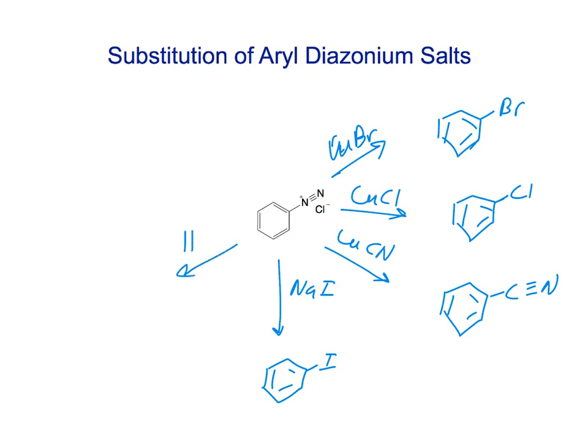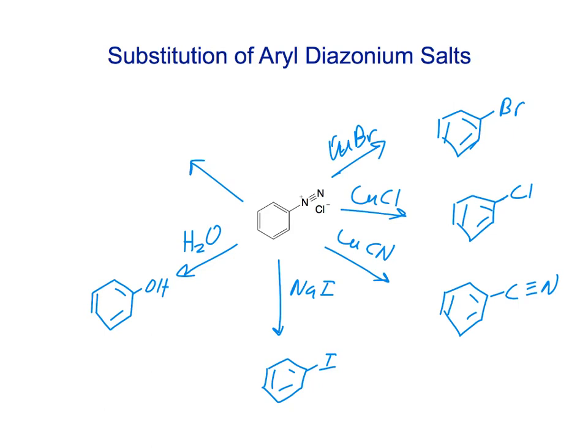There are some other interesting things that we can do here, though. If we just react this with water, then we substitute the diazonium compound and we put an OH on the ring. So this is a way we can make a phenol. And the last one I'm going to put on here, there's a way to put a fluorine on there, but I'm not going to ask you how to do that, so there's no sense in packing that in your brain.